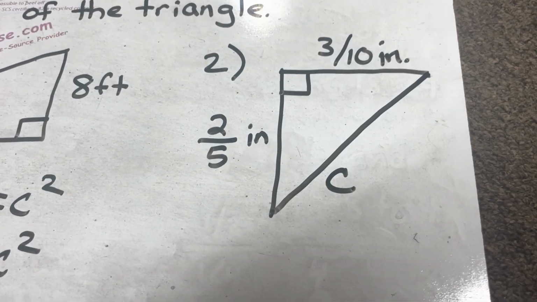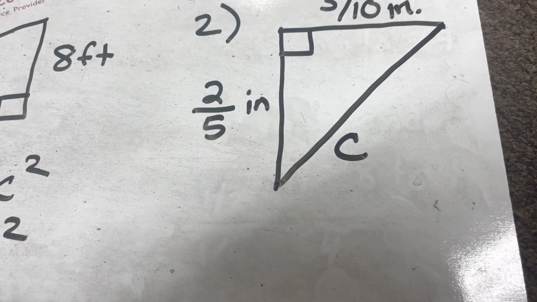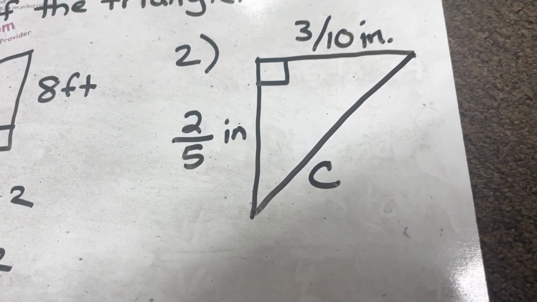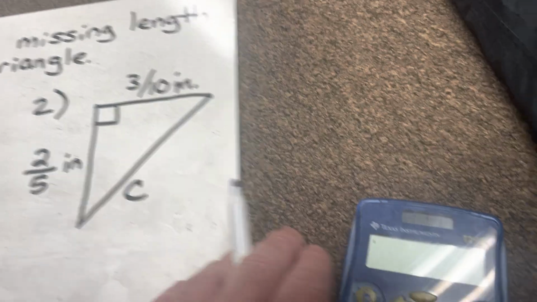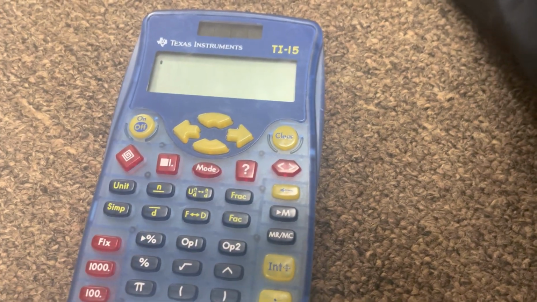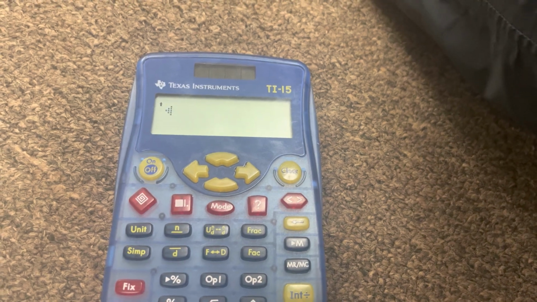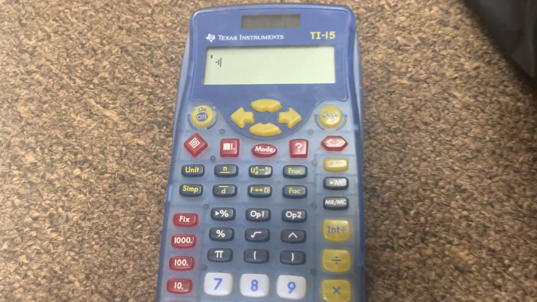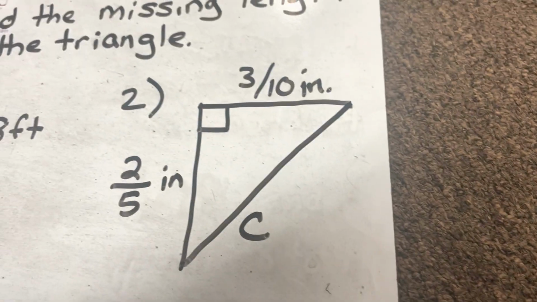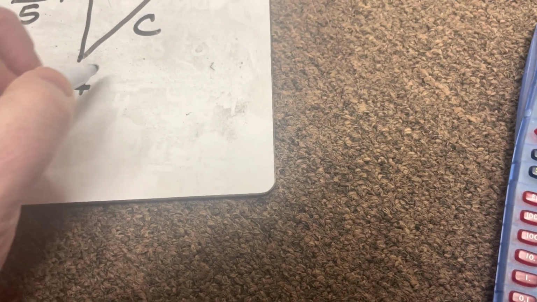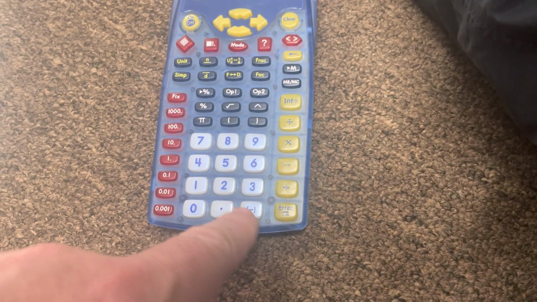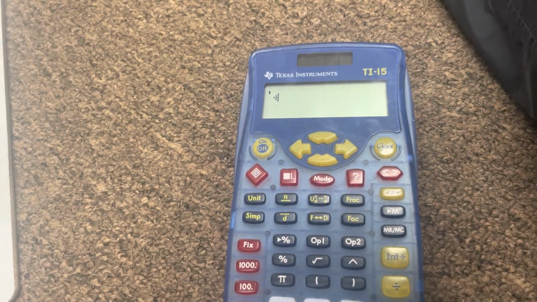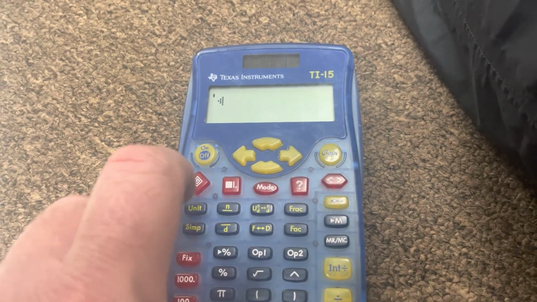Well, now we've got one with fractions. So we're going to enter in a fraction here. Hopefully this can work out okay. For this one, 3/10 and 2/5. So once again, we're going to have A squared plus B squared equals C squared. I'm going to use 3/10 for A. So I'm going to go 3/10. Let me see what they have me do here.